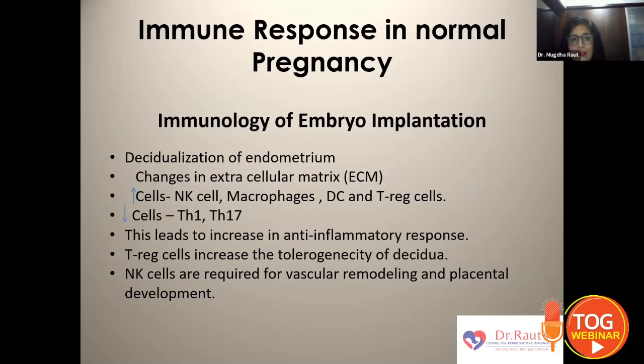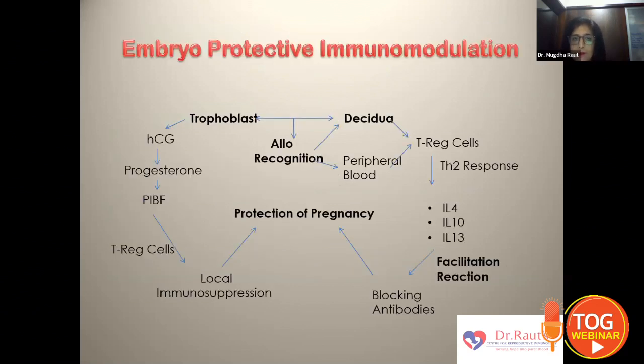Again, the decidualization of the endometrium, changes in the extracellular matrix, increase in the NK cells, macrophages, dendritic cells, and Treg cells, and a decrease in the Th1 and Th17 cells lead to the anti-inflammatory response. The Treg cells increase the tolerogenicity of the decidua. The natural killer cells are required for vascular remodeling and placental development.